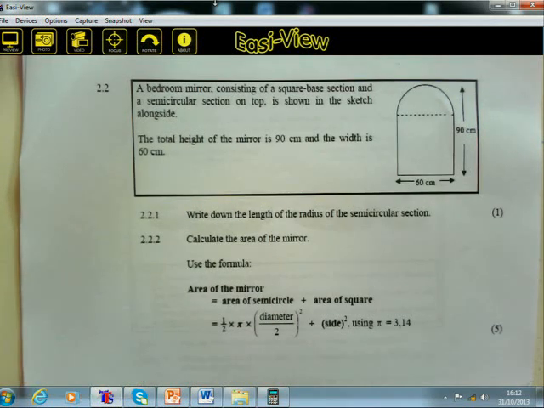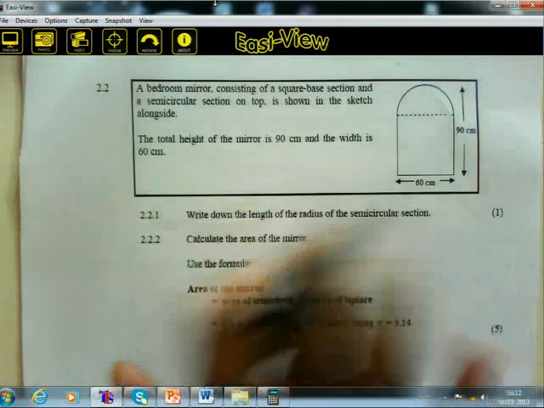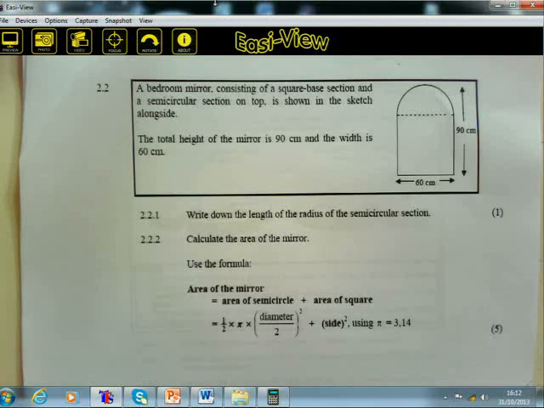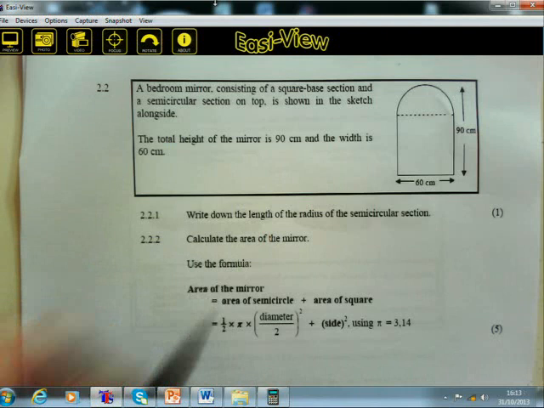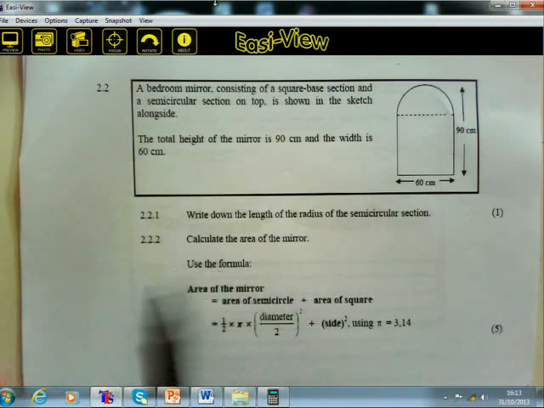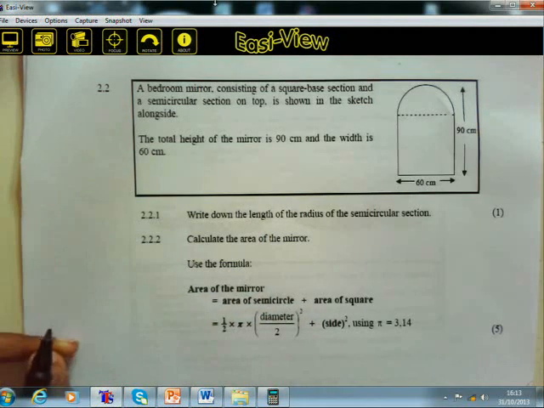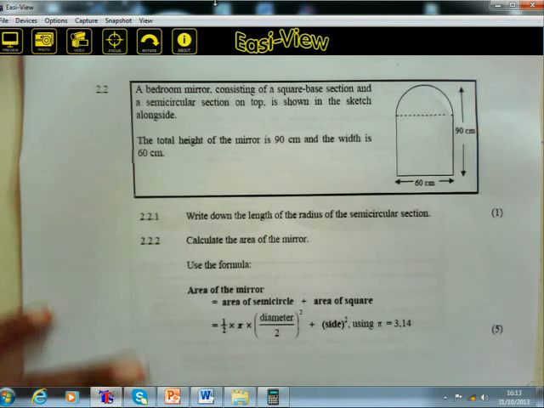So in this case, really the examiner didn't want to confuse you because in most cases the first question will be calculate the area and you are expected to substitute the value of the radius into the formula. Now in this case, for you to know that you have to determine the value of the radius first before you substitute, the examiner asked you to determine the radius first before you start calculating the areas. So 2.2.1, you have to write down the length of the radius of the semicircular section.